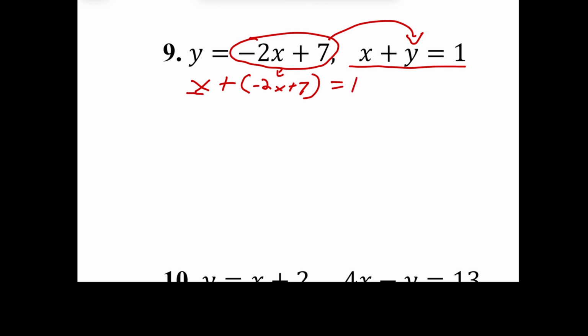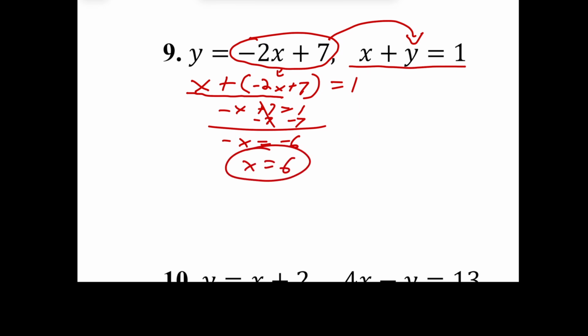All right? Now I have that plus in front of the parentheses, so I'm just going to combine. Negative x plus 7 equals 1. Once I subtract 7 from both sides, that's going to be negative x equals -6, or just x equals a normal everyday positive 6.